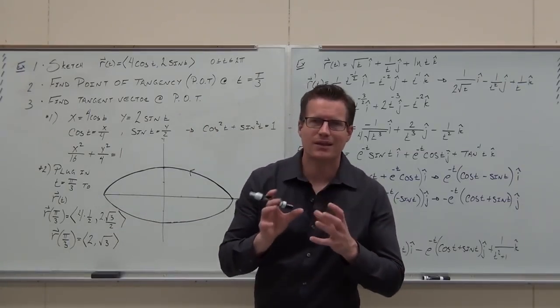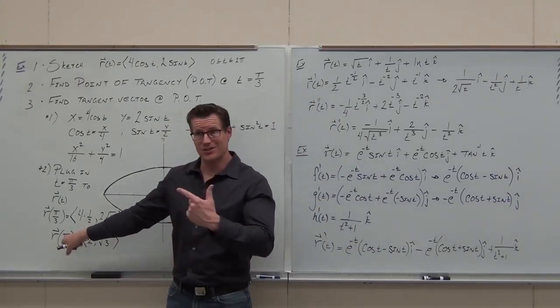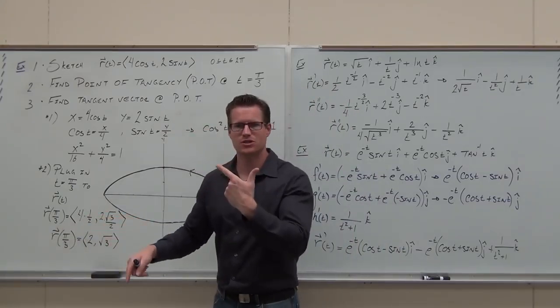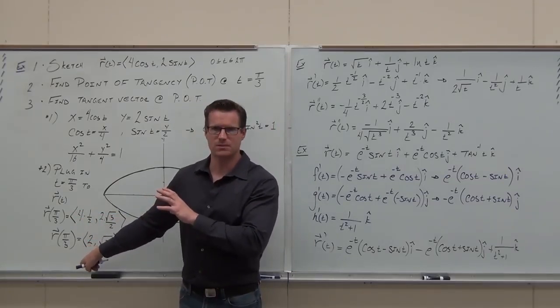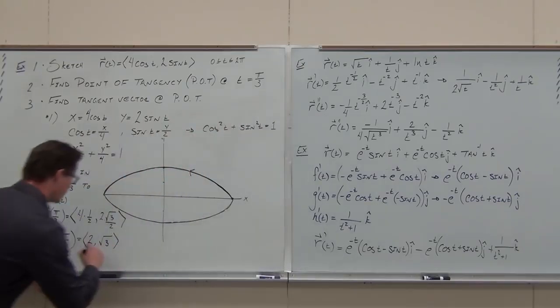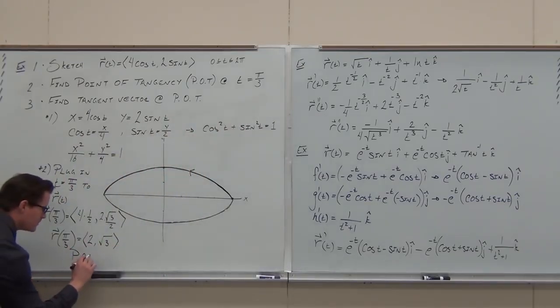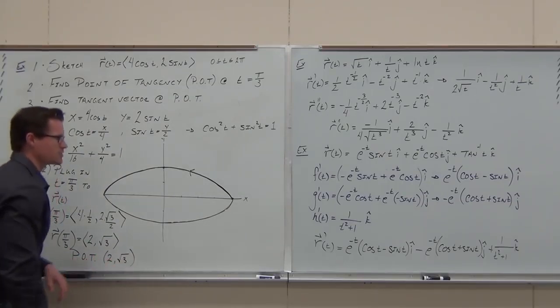So there's a slight little change here. This is the vector that points to the point of tangency. The terminal point here is the point of tangency. So this vector is given, it's right there. But the point of tangency is now 2 root 3.